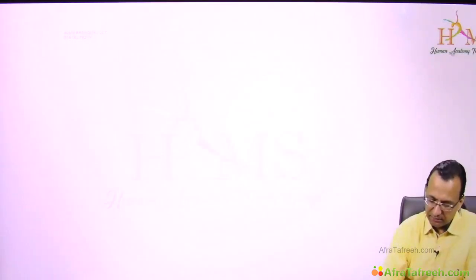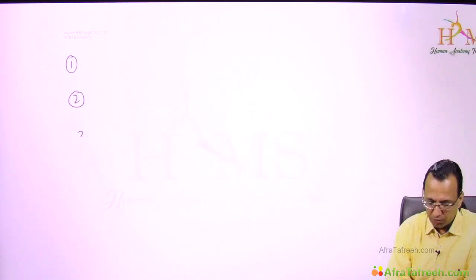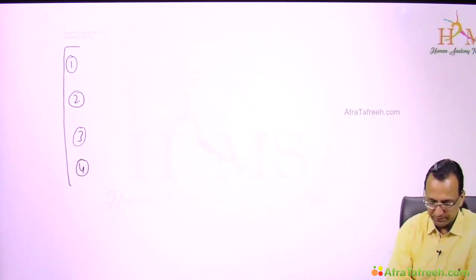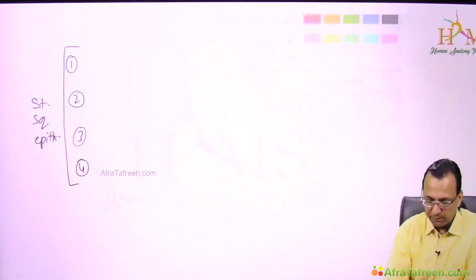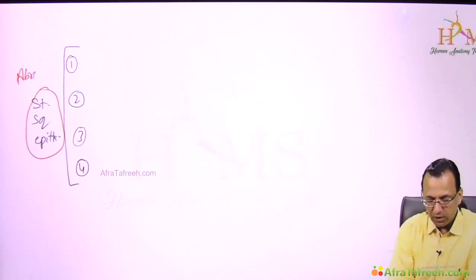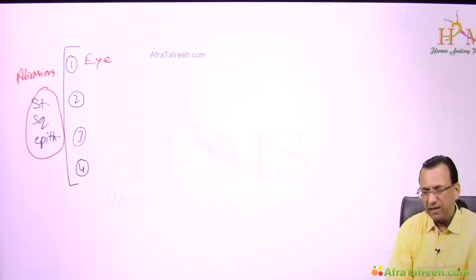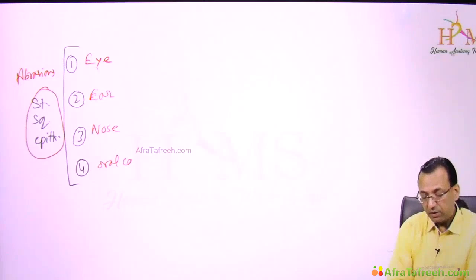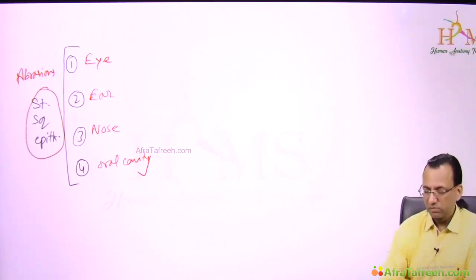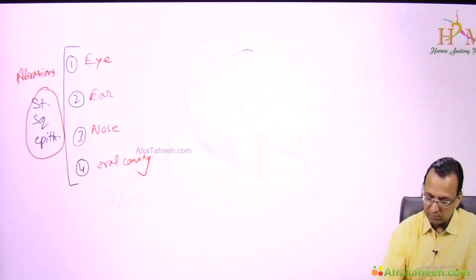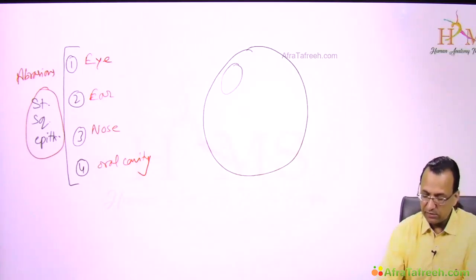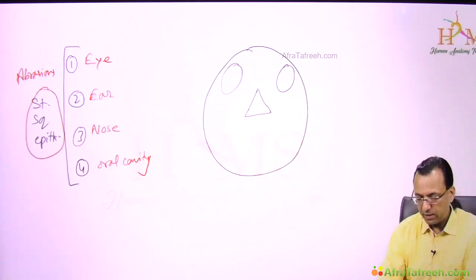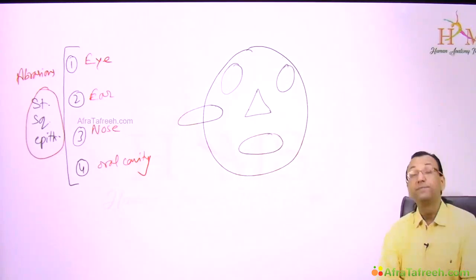As you're drawing the diagram, this is opening number 1, 2, 3, 4 on the face, lined by stratified squamous epithelium. Why? Because this area is prone to abrasion. What is prone to abrasion? The opening of the eyes and ear and nose and oral cavity. Let us draw that in the diagram also. Then you are telling that this is the face, the eyes and nose and ear and the oral cavity.